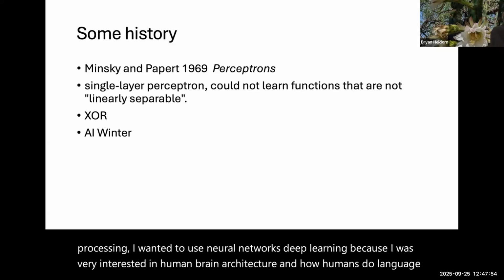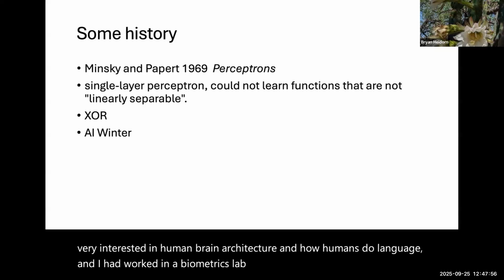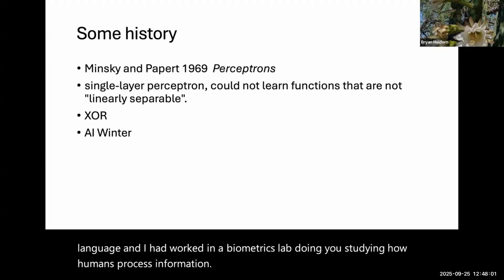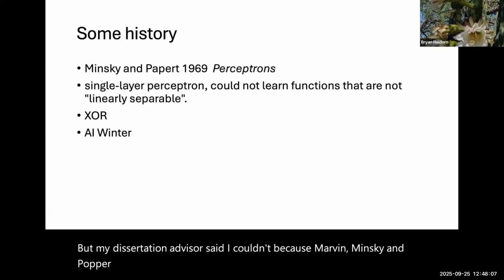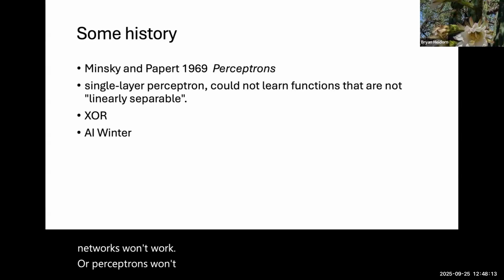And I had worked in a biometrics lab studying how humans process information. But my dissertation advisor said I couldn't because Marvin Minsky and Papert published a book called Perceptrons and proved that neural networks, or perceptrons, won't work. And therefore I wasn't allowed to do my dissertation using neural networks.